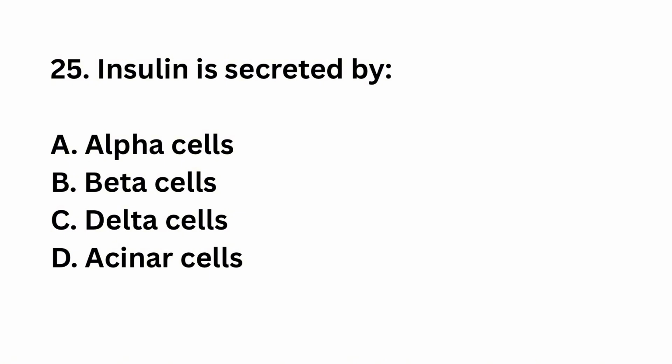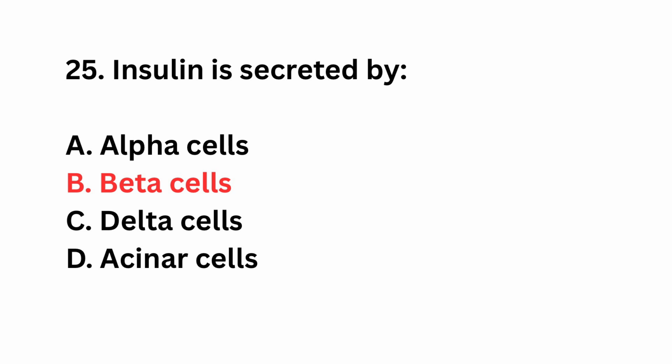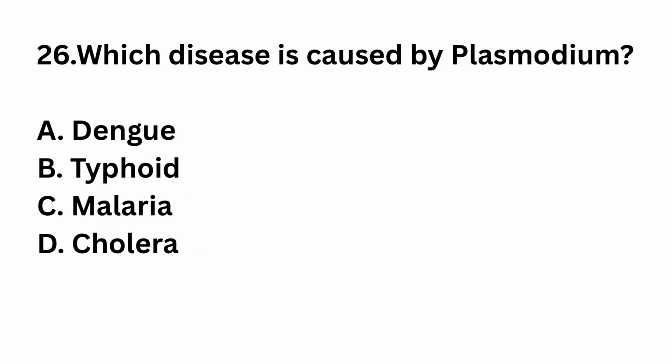Insulin is secreted by alpha cells, beta cells, delta cells, acinar cells. The right answer is option B, beta cells. Beta cells of pancreas regulate blood glucose. Question number 26. Which disease is caused by Plasmodium?